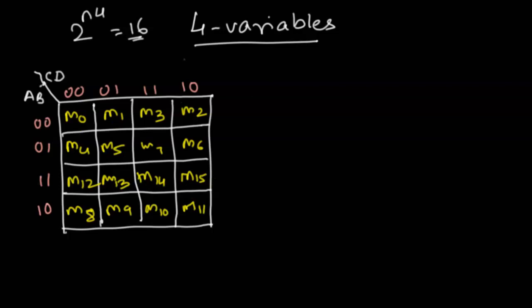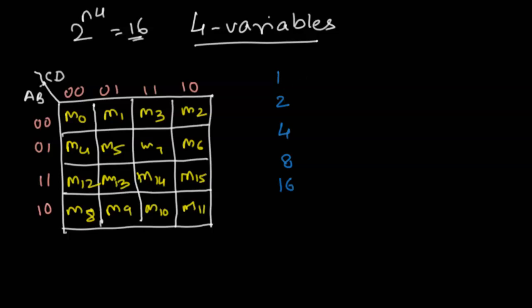So 16 combinations. Now again, the grouping is possible between different adjacent cells, which can range from individual terms to pairs of 2 ones, groups of 4 ones, groups of 8 ones, and the maximum can go to a group of 16 ones. That means the whole K-map altogether. These groupings will help us for further simplification.